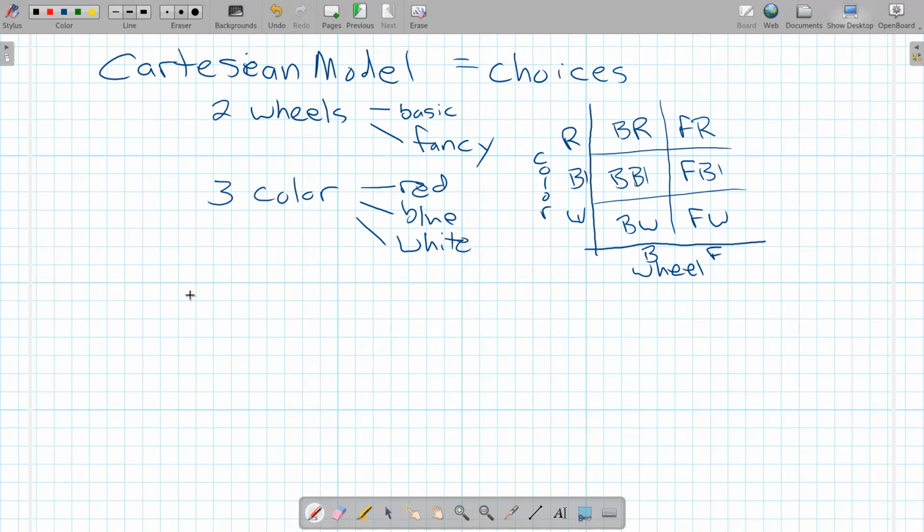So it's just about organizing information, one thing after the other, and often when it's called Cartesian, it's put together in a grid like that. But we could make a tree to talk about it too. So that would be another way to do it.